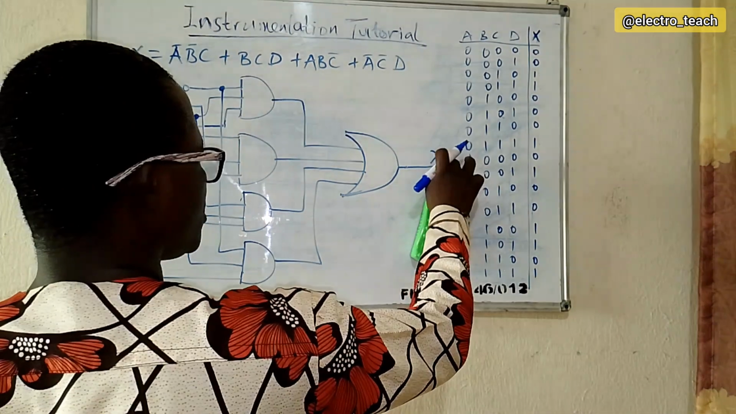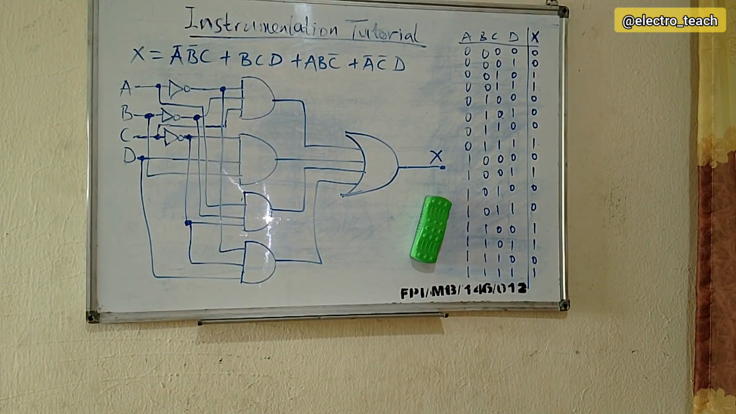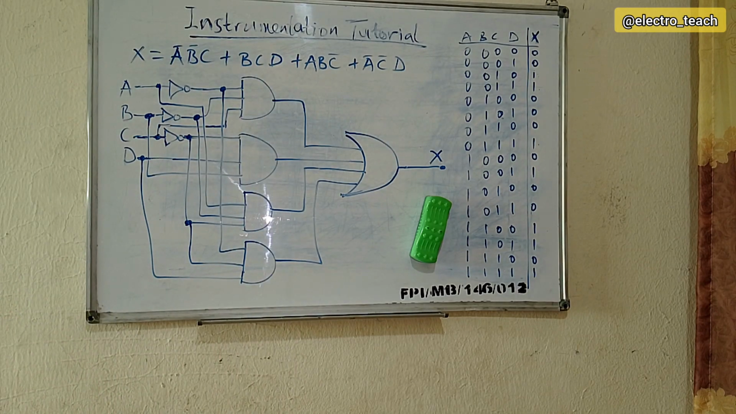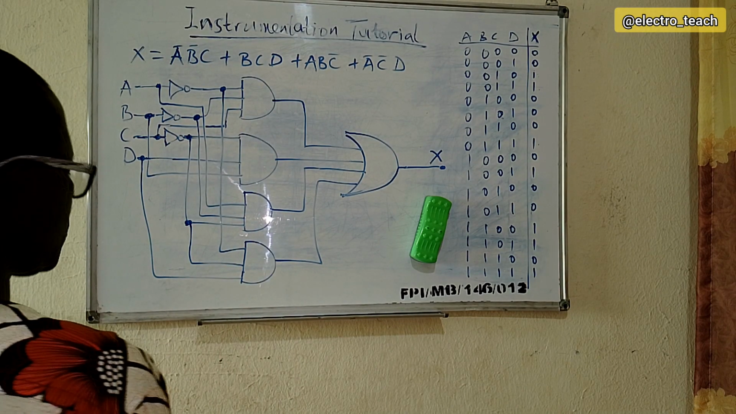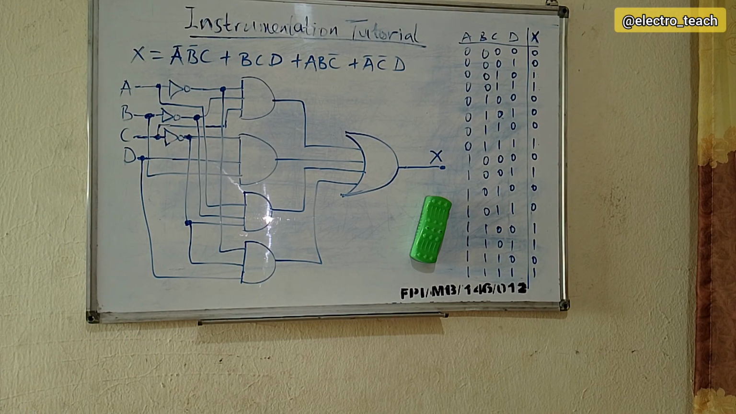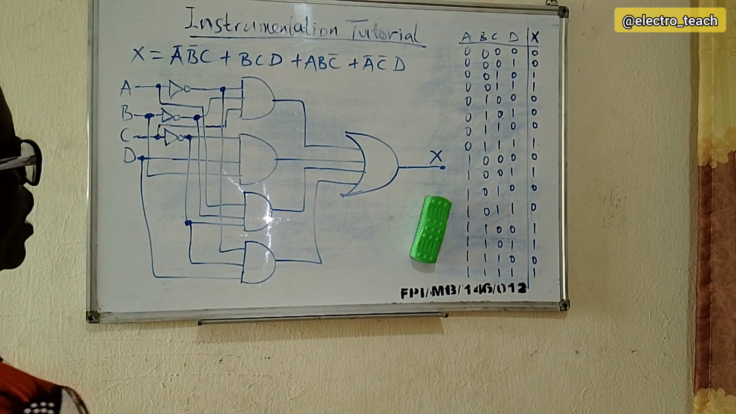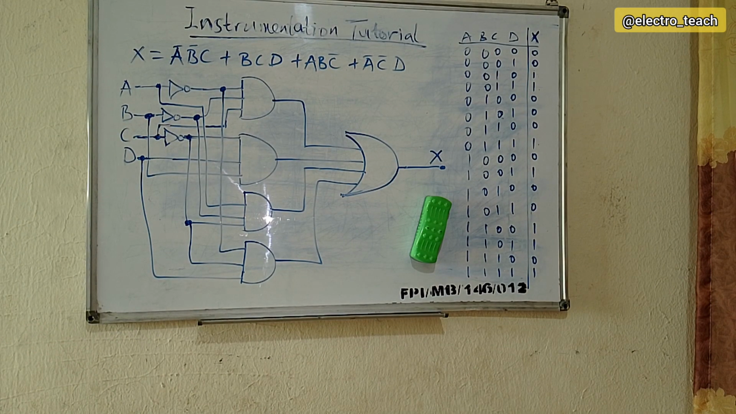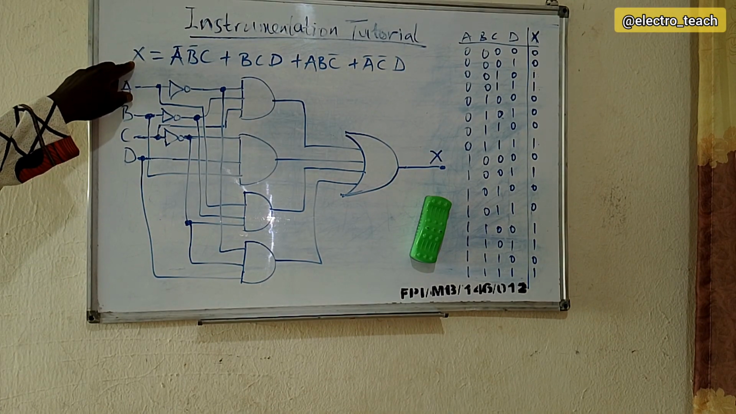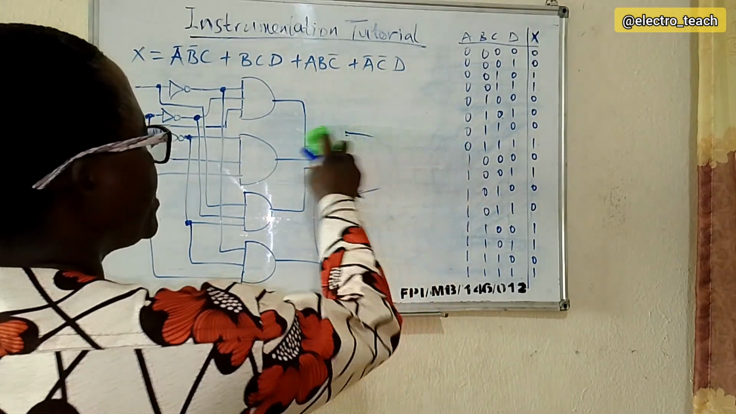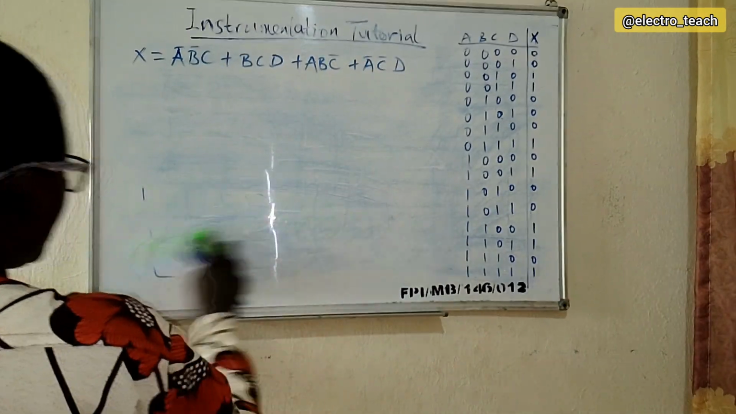Alright, so that's question number B. Then question number C requires that we convert this sum of products into a product of sum. So we need to rub this off, to do the conversion from sum of products to product of sum. So we apply De Morgan's theorem.